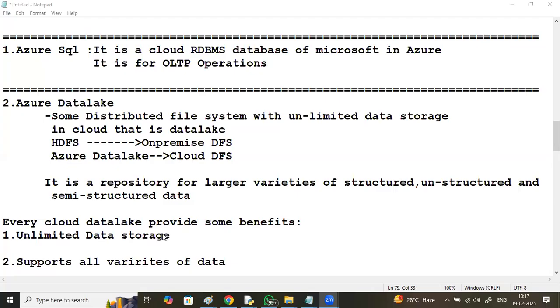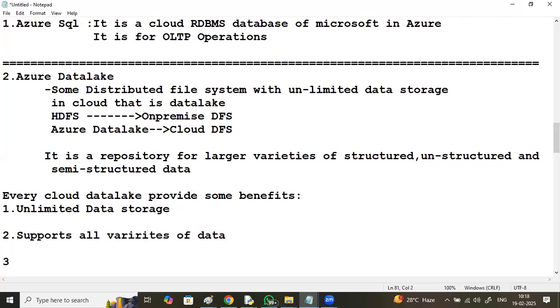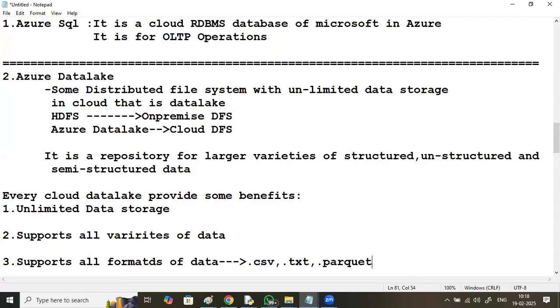Unlimited data storage is one advantage of this Azure Data Lake, and it supports all varieties of data, structured, unstructured, and semi-structured. Supports all formats of data. All formats of data means any file format. Can be a CSV file, or .txt format, or .parquet format, .zip format, any format, right?